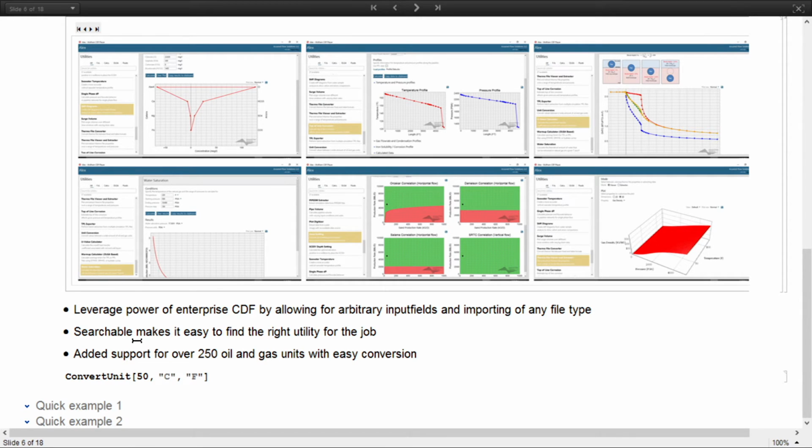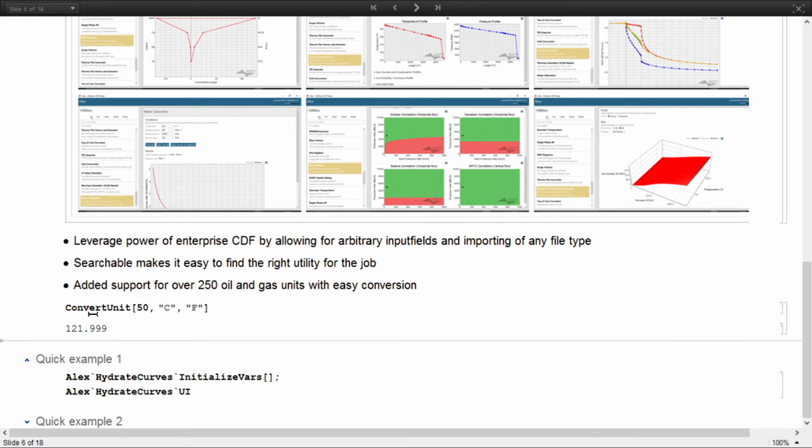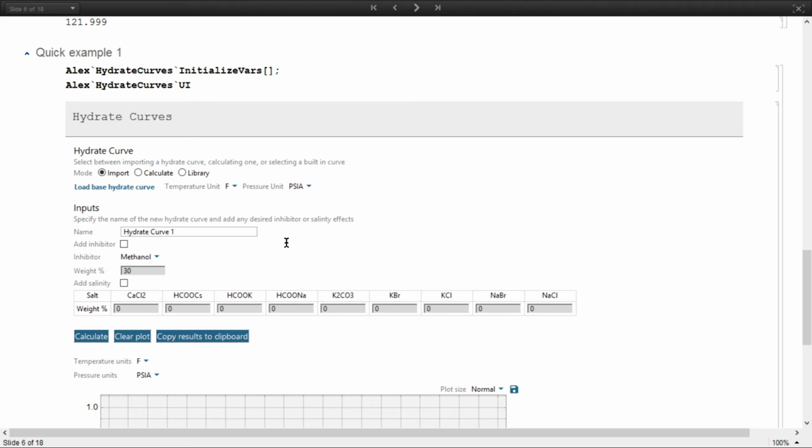I've also added support for 250 oil and gas units that we have. I know there's unit conversion built into the Wolfram language, but I wanted something that didn't require an internet connection, and something that we could easily build into the functional programming. So that's kind of what these will look like. Just one really basic example, and the thing that's nice about how it's built is that I can run this in Mathematica, and I don't have to run it in a CDF the way that my colleagues do.